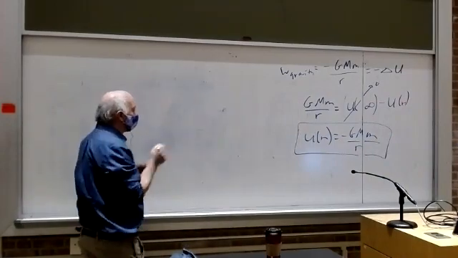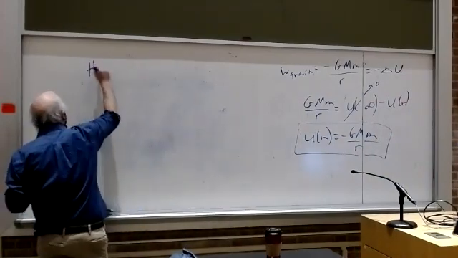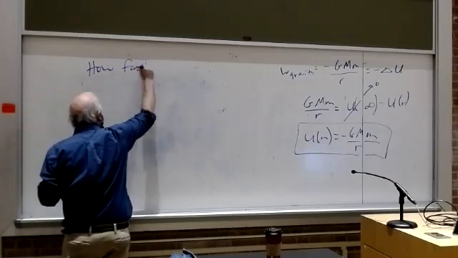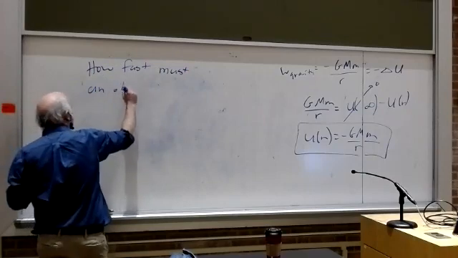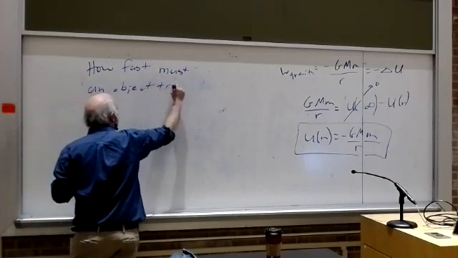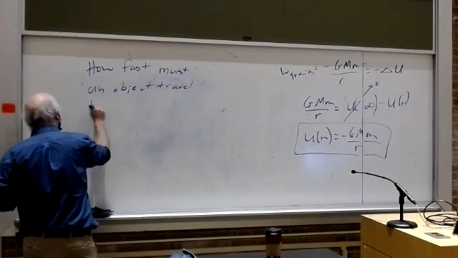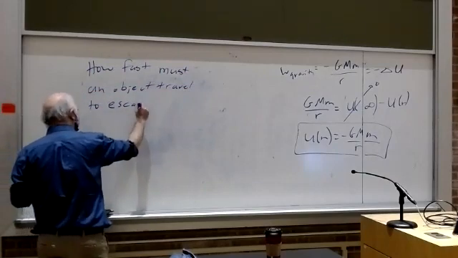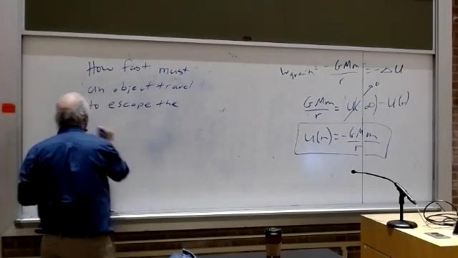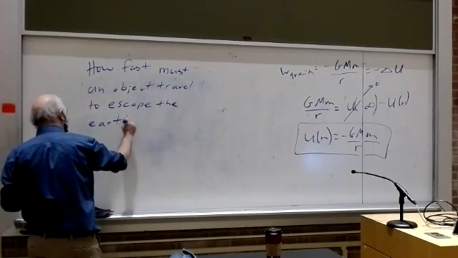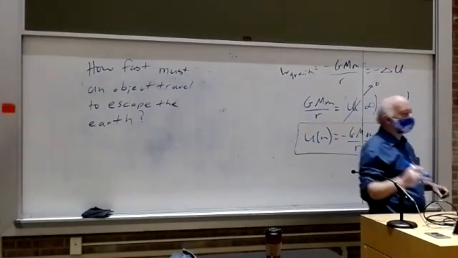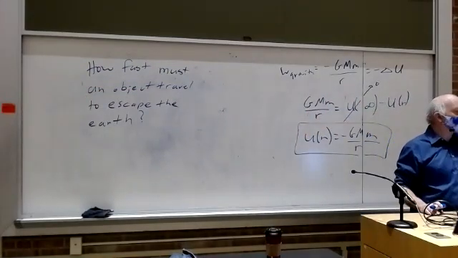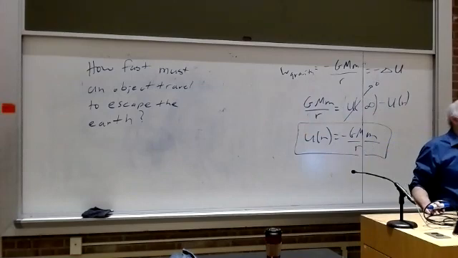So let's see if we can do this. Let's ask how fast must an object travel to escape the Earth? So basically, I want a big slingshot. I want to make something go really, really fast, and I want that slingshot, whenever I'm throwing, to leave orbit and go off into space. How fast does it have to be going?